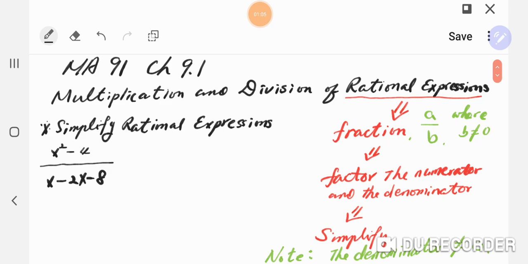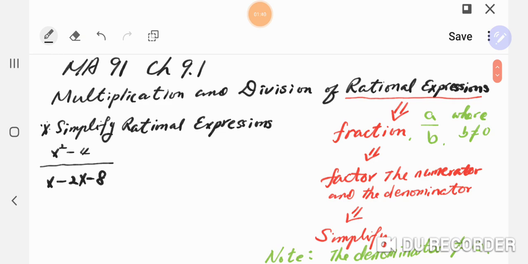And then also, once you simplify the rational expression, make sure that the denominator cannot be equal to 0. So, before simplifying the fraction, make sure that the denominator cannot be equal to 0. So if there's any value of x that makes the denominator 0, then that value cannot be in the domain. We cannot use that value of x in this case, because that value will make the denominator 0.